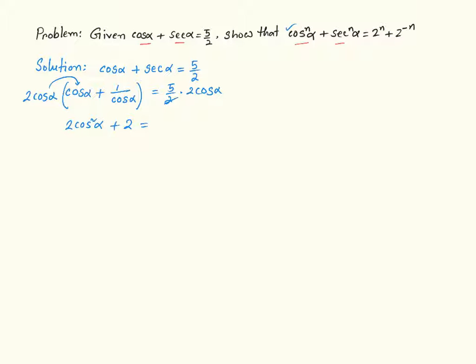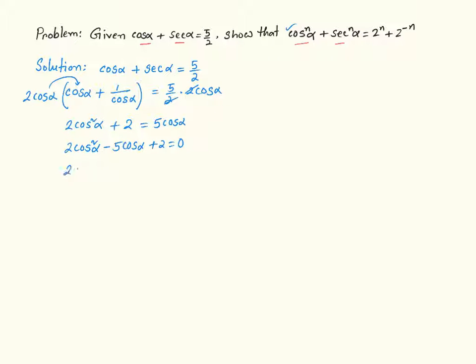now on the right hand side 2 and 2 are going to cancel out, that's going to give me 5 cosine alpha. If I bring the 5 cosine alpha to the left, I have 2 cosine square alpha minus 5 cosine alpha plus 2 is equal to 0. This is sort of like a quadratic equation in cosine alpha. Now we can just factor it and solve it.